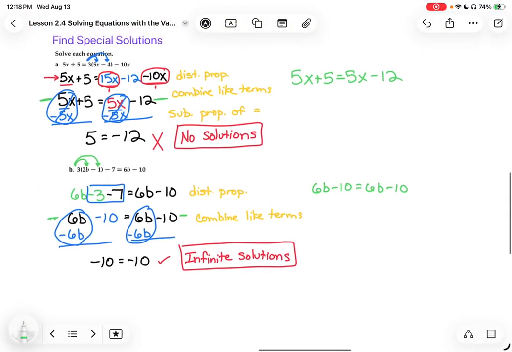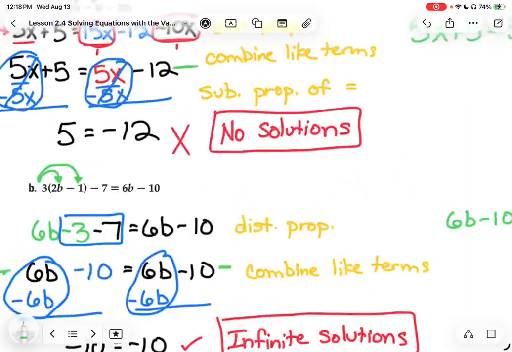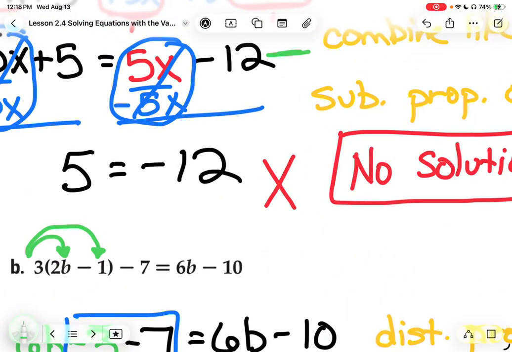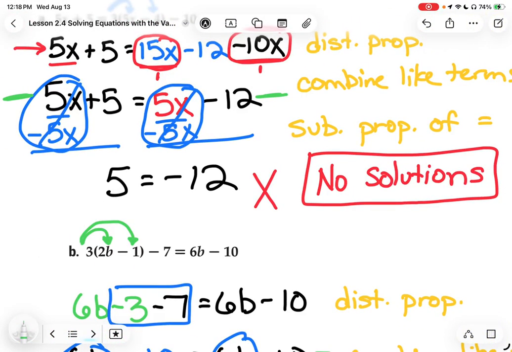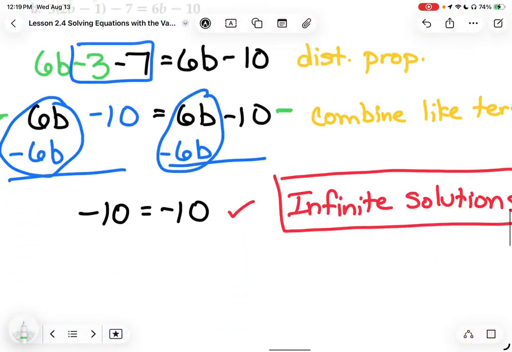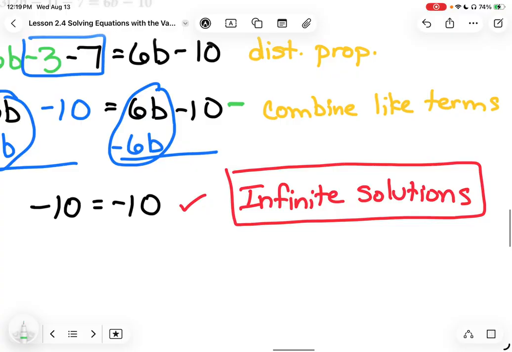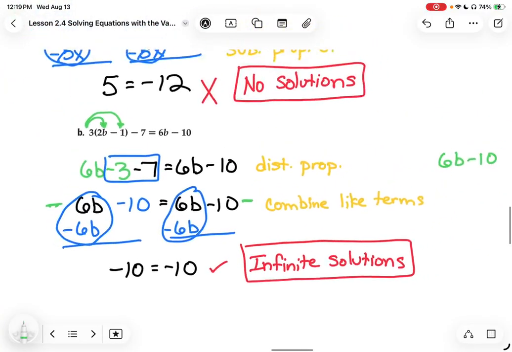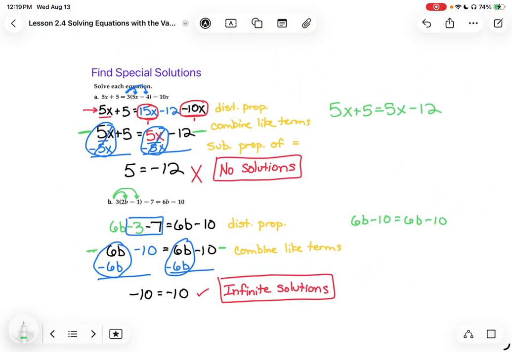So these are our two special solutions. If you end up with something that is not true, like 5 equals negative 12, meaning your variables cancel out and you're left with an untrue statement, a wrong equation, you have no solutions. If your variables go away and your two sides of the equation are exactly the same, like negative 10 equals negative 10, you have infinite solutions. And those are our special solutions.